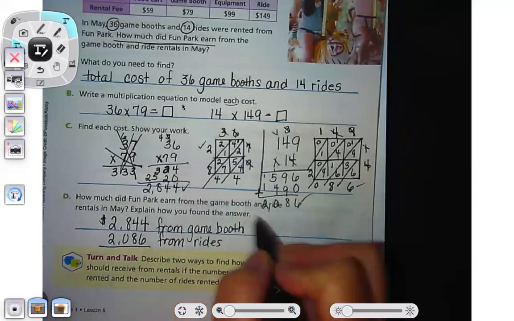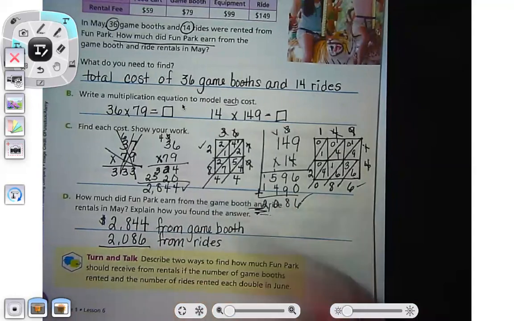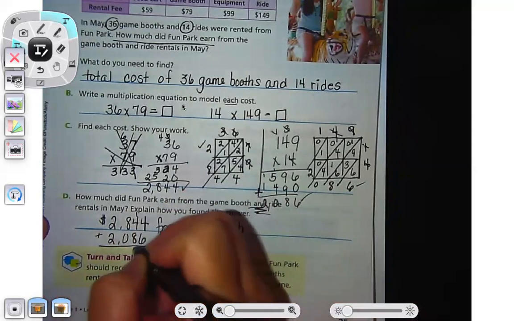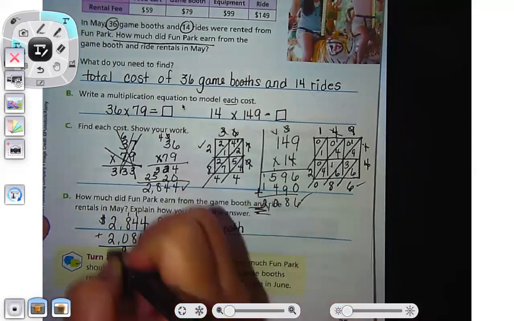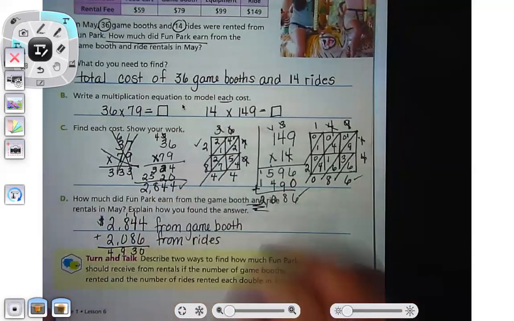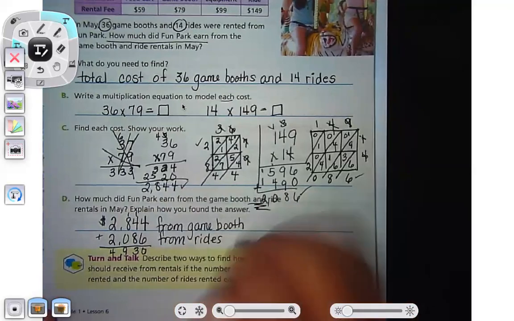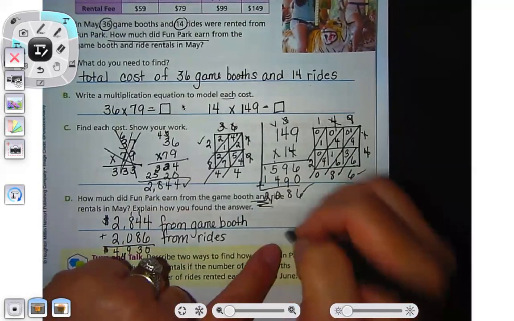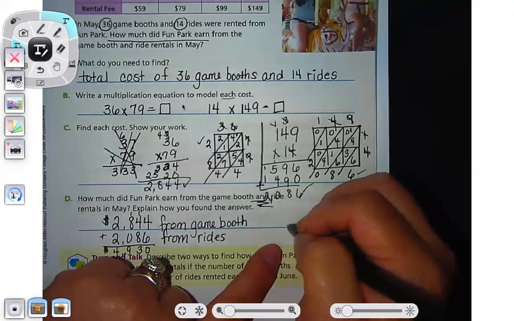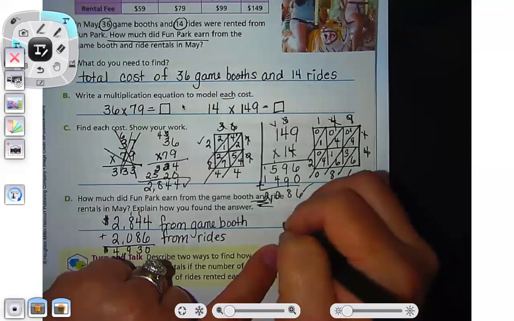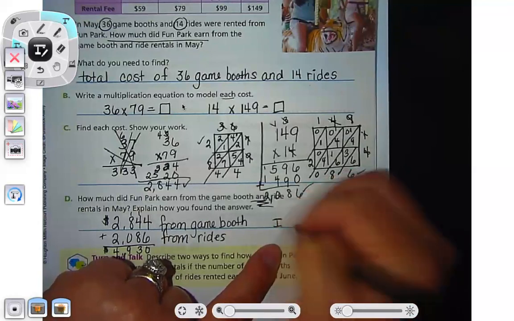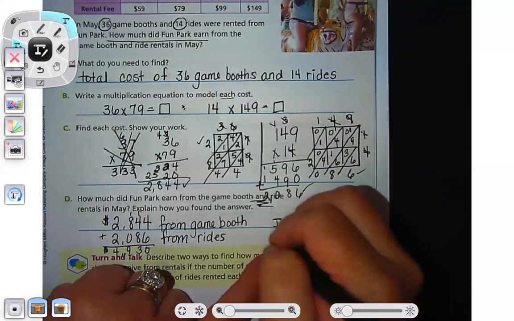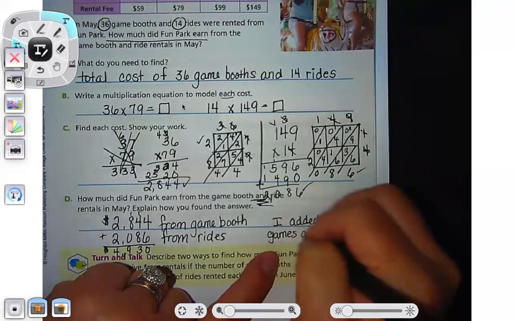So it says, how much did they earn game booth and rides? So I'm going to say 4 plus 6 is 10, regroup, 13, regroup, 9, 4. So $4,930. And I know that because, so that's combined. And I know that because I added my products together. I added the booth plus the rental, or plus the games, the rides. I added the games and the rides.